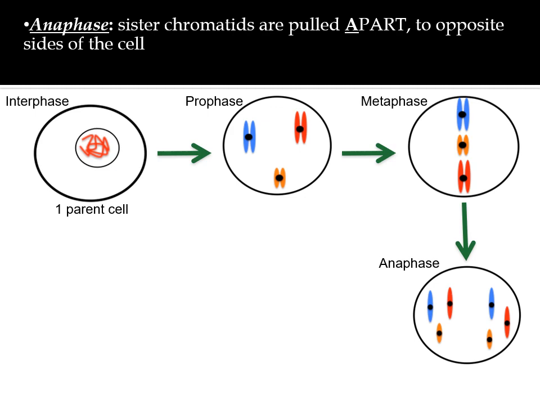Next, the centrioles, like I said, start to pull on the spindle fibers. So the chromosome pairs are pulled apart and move towards opposite sides of the cell. Where do they move again? They move apart with an A, and A stands for anaphase, which is our third stage of mitosis.